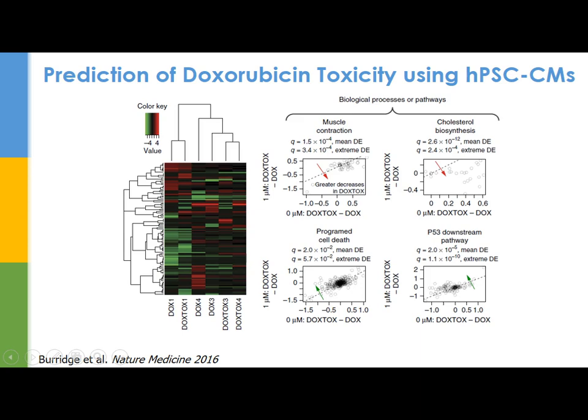When they zoomed into the molecular level, they identified that in the DOX-TOX group, there was downregulation of biological processes such as muscle contraction and cholesterol biosynthesis, and upregulation of programmed cell death and P53 downstream pathways.